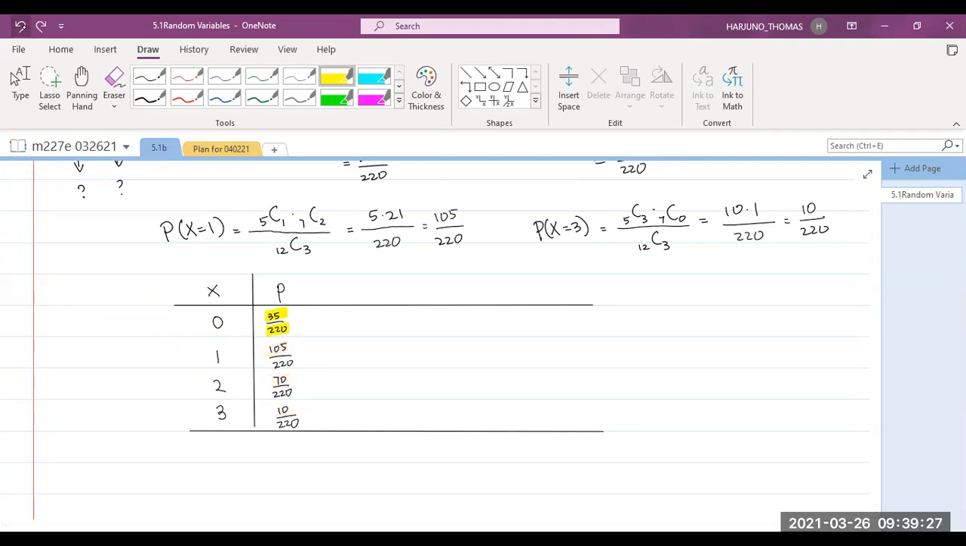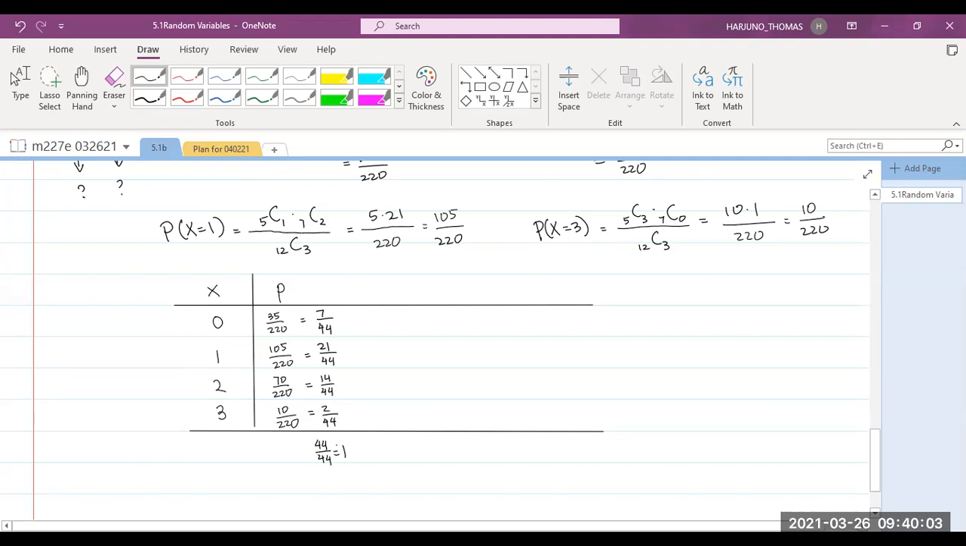The reason is I want to keep them having the LCD, the common denominator. Okay, so if I reduce by 5, that will be 7 over 44. Reduced by 5, that will be 21 over 44. This is 14 over 44. And this is 2 over 44. Reduced by 5, right? And the total will be 44 over 44, which is 1. So it is a probability distribution.